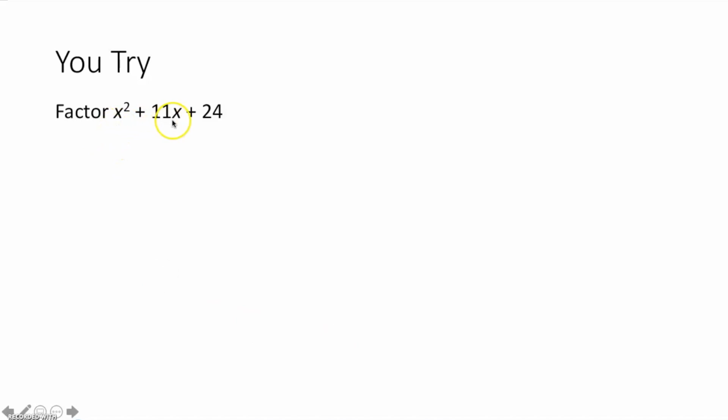You try. Okay, doing the same thing. Is there a greatest common factor we can take out of each of these? No, there's no number that divides into each of those, and only these two have an x. Okay, so we move to the next step.